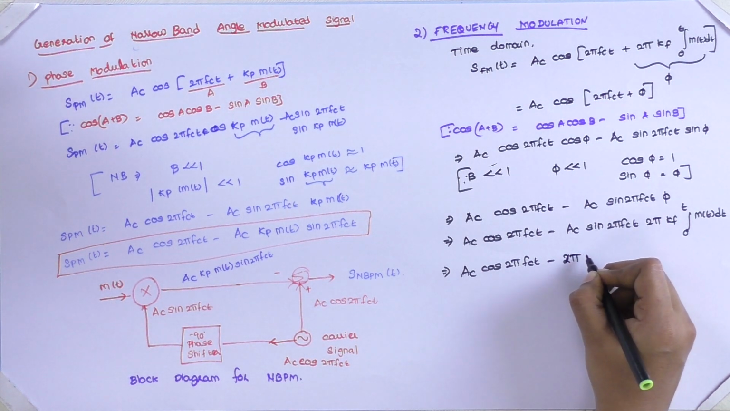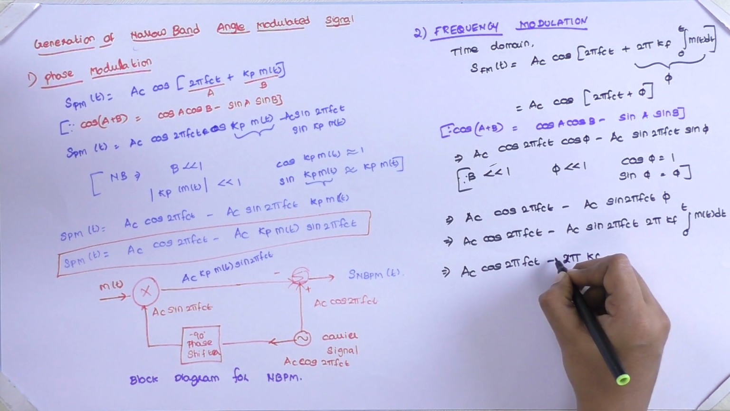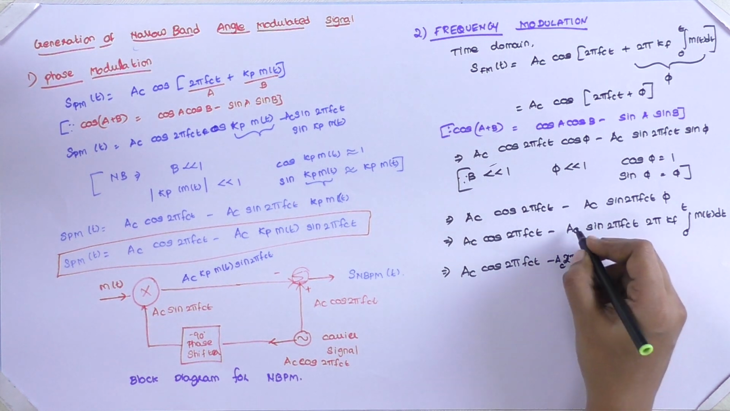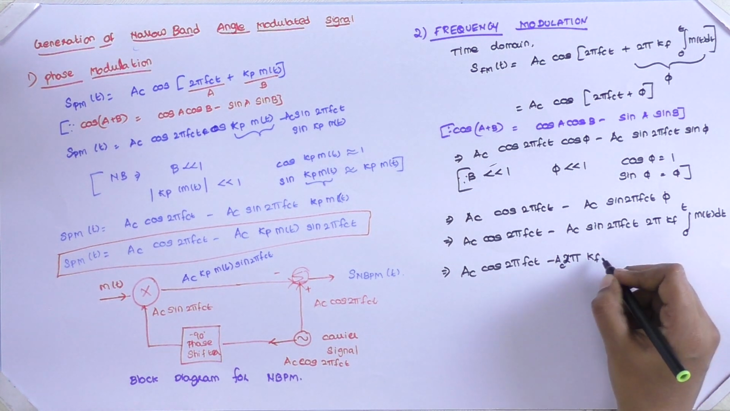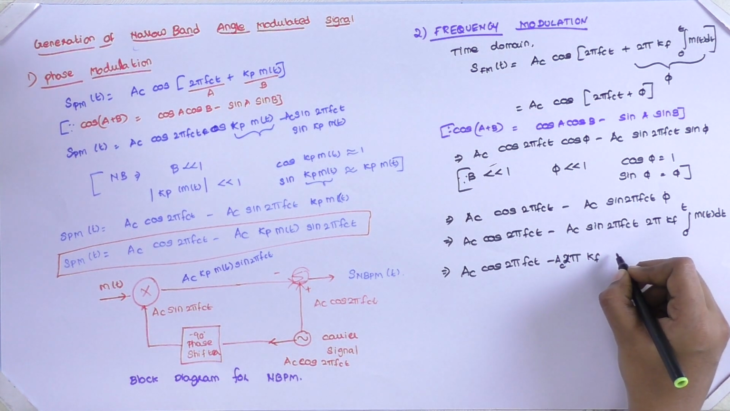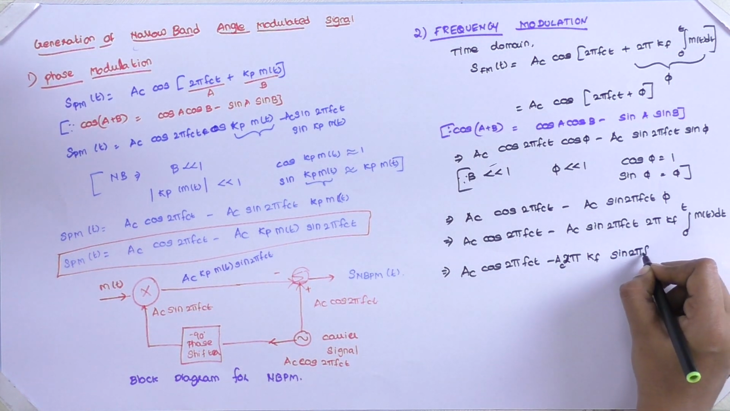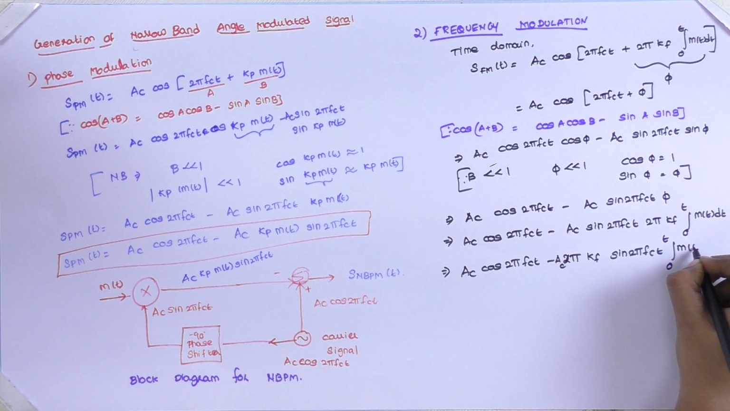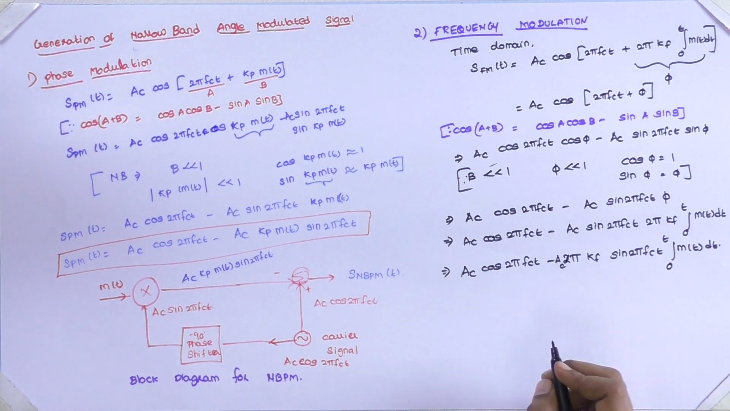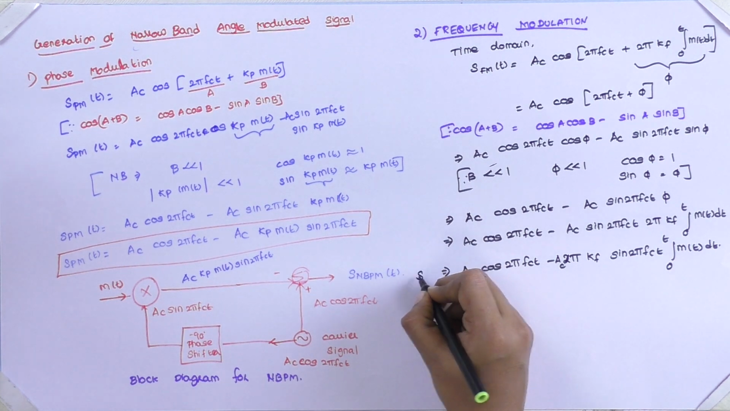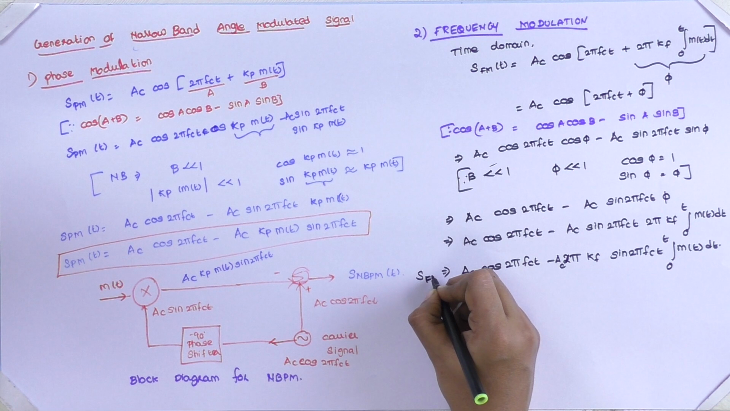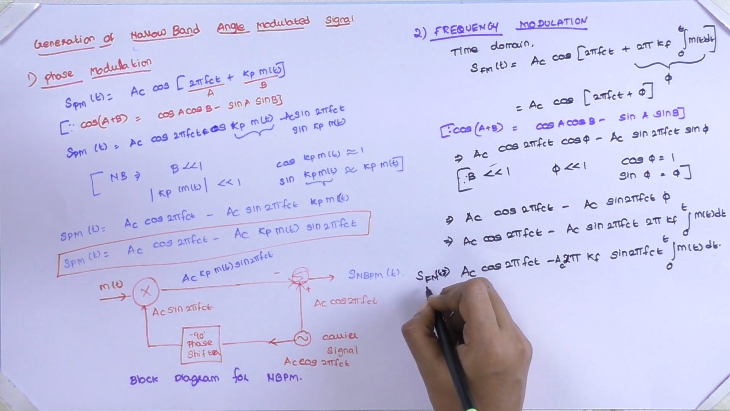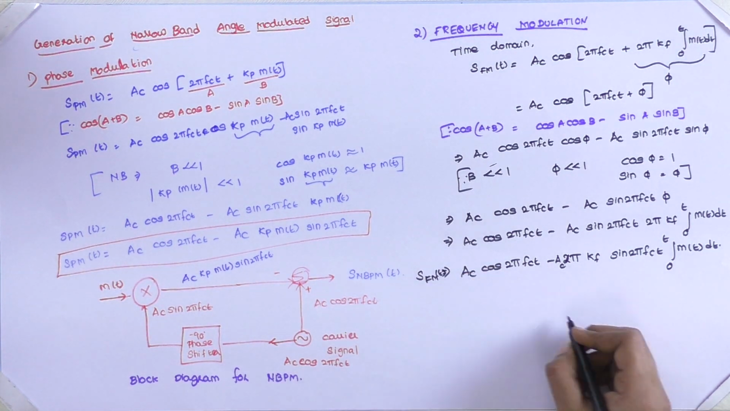By bringing the constant terms in front, we can rewrite the expression as AC cos 2 pi fct minus 2 pi kf AC, okay, we have the AC term, this 2 pi kf, sin 2 pi fct integral over 0 to t m of t into dt. Now the job is to generate the block diagram. This is the time domain expression for narrow band modulated frequency modulation.